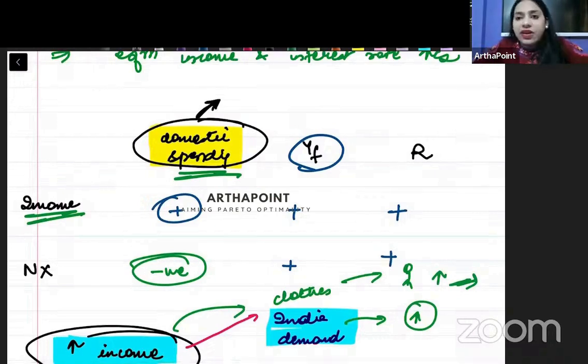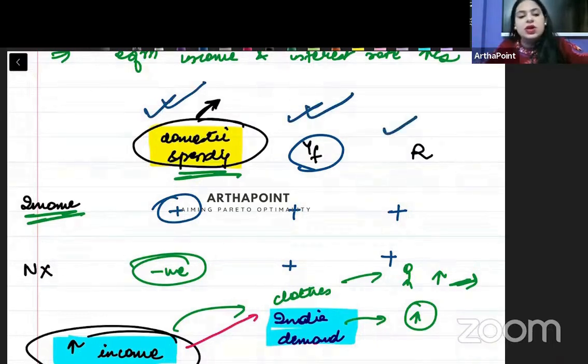This table is very, very important. Almost all exam questions can be answered from this table. What happens when the income of the consumer increases in India? What happens when foreign income increases? What happens when the real exchange rate or the nominal exchange rate depreciates? All of these can be answered just using this table. This table is very important from that perspective.